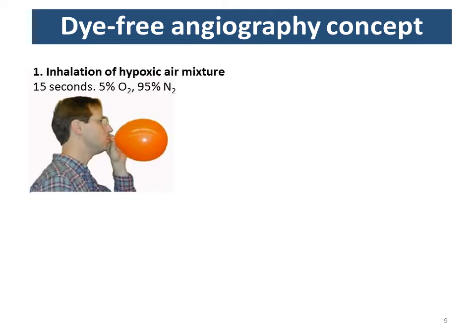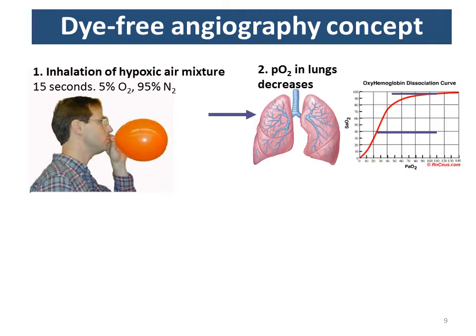So to do that, we've got subjects to inhale a hypoxic air mixture of 5% oxygen, 95% nitrogen, for a very short time, well, 15 seconds. A single deep breath out first, then a deep breath of this hypoxic air mixture, inhaled and held for 15 seconds before breathing normal room air again. And what this does is it produces something like, not quite a step change, but close to a step change in partial pressure of oxygen in the lungs.